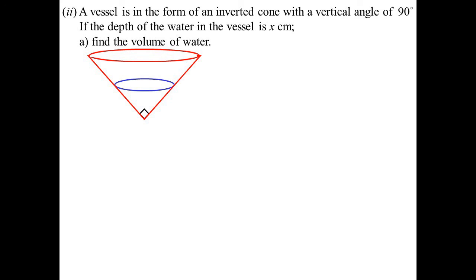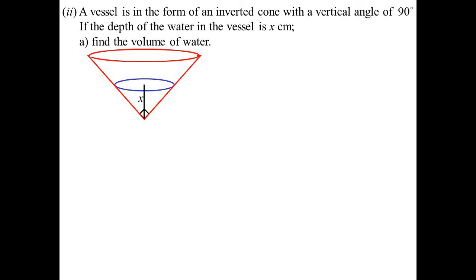They've said the vertical angle. Well, the vertical angle is the angle at the apex of the cone. That's 90 degrees. There's some water in there. I've just put a blue circle in there to represent where the water is. We're told the depth is x. We want the volume there.